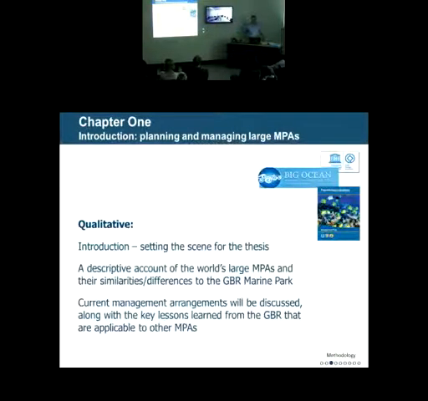So in Chapter 1, as I said, I'll have an introduction, set the scene, but I really want to give it, as a qualitative chapter, a descriptive account of these large MPAs. And as I said, there are similarities and there are differences from the Great Barrier Reef, because there are many differences. I want to talk about the current management arrangements and talk about the key lessons learned, particularly from the Great Barrier Reef, that will assist other MPAs.